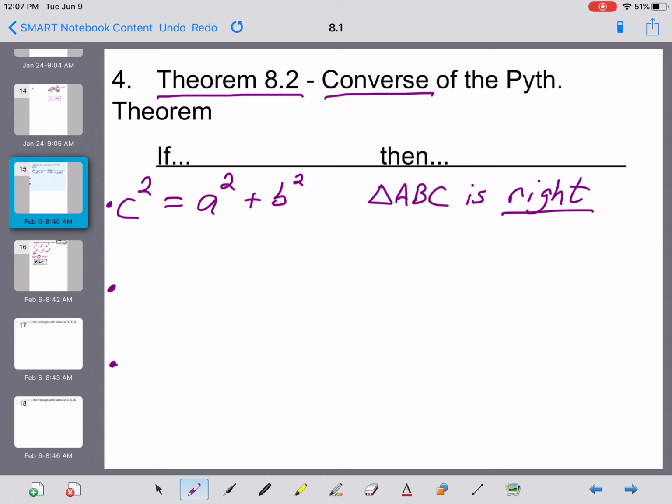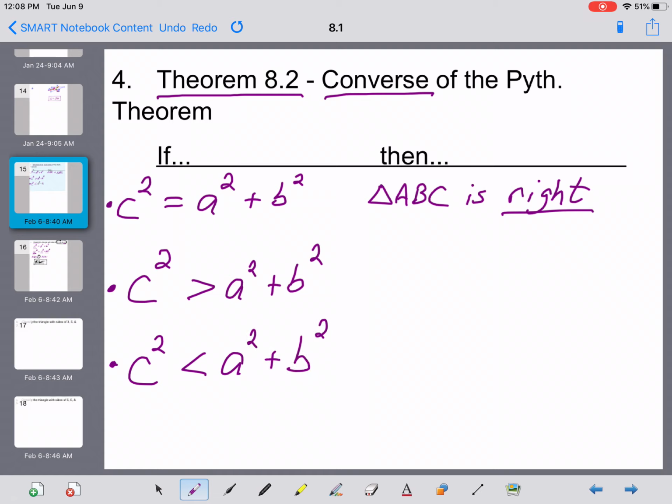So the first case was where c squared was equal to a squared plus b squared. The second case, and I'm not sure what order to present this in, but here we go. The second possibility is that c squared could be greater than a squared plus b squared. And the third case could be that c squared would be less than a squared plus b squared. Now, as you've probably guessed, the only way your triangle is going to be a right triangle is if c squared equals that sum. These other two cases here, guys, are where we get acute and obtuse triangles.